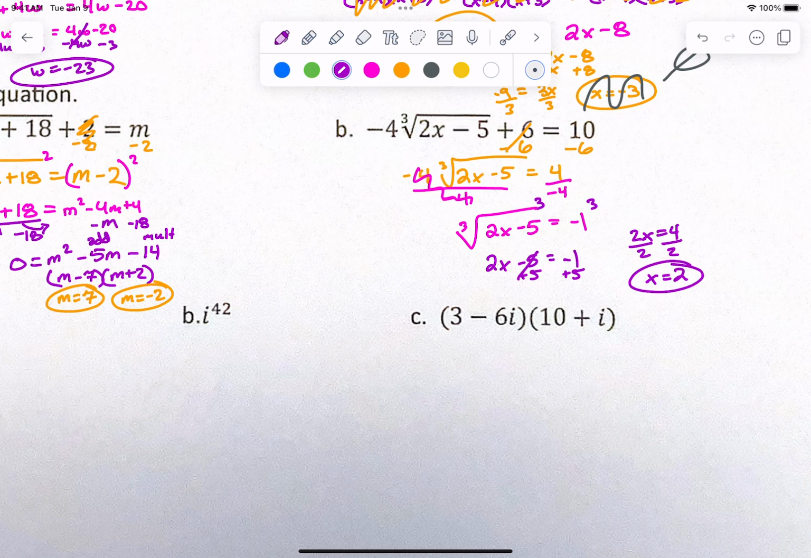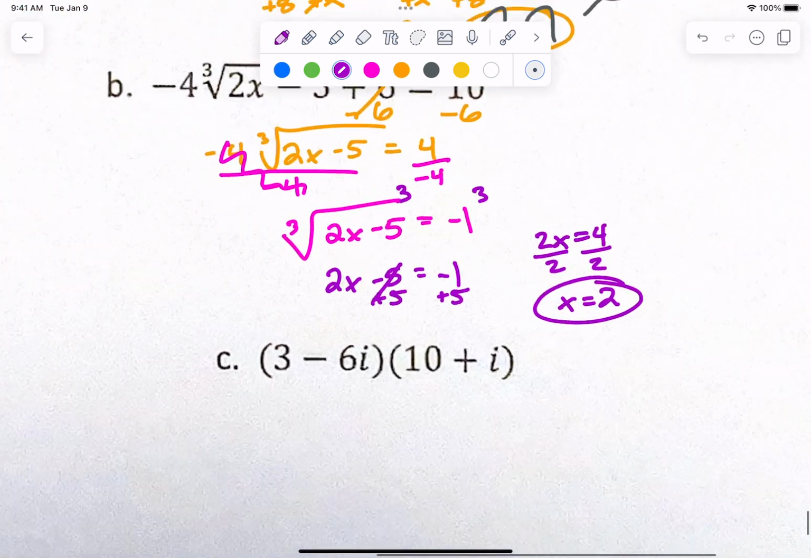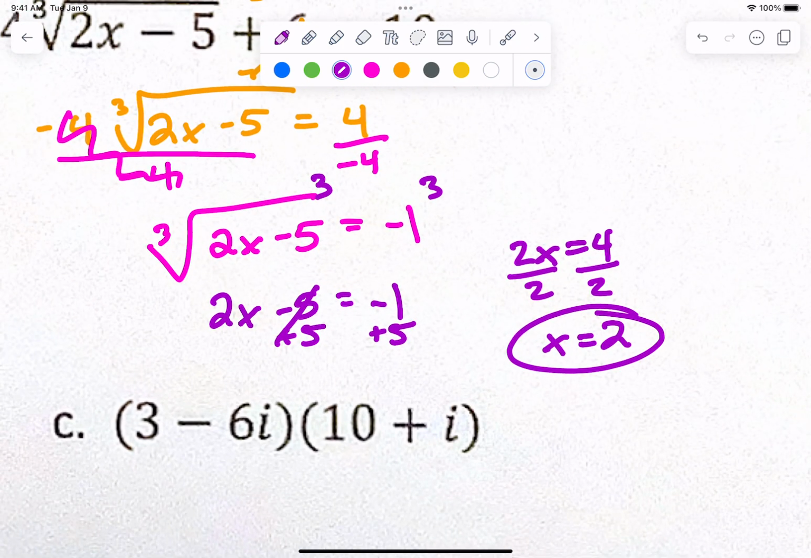Did you get 2? Gosh, darn it, I forgot to place a negative on my 1. Same. You got 3. You got 3. All right.